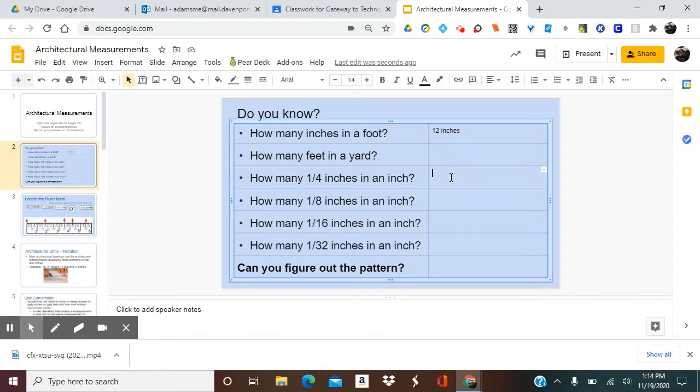How many quarter inches in an inch? There are four. Okay. How many eighth inches are in an inch? Eight. How many 16th inches are in an inch? 16. Okay. Get the pattern. So how many are in there? And what is the pattern? Can you figure it out? Okay.